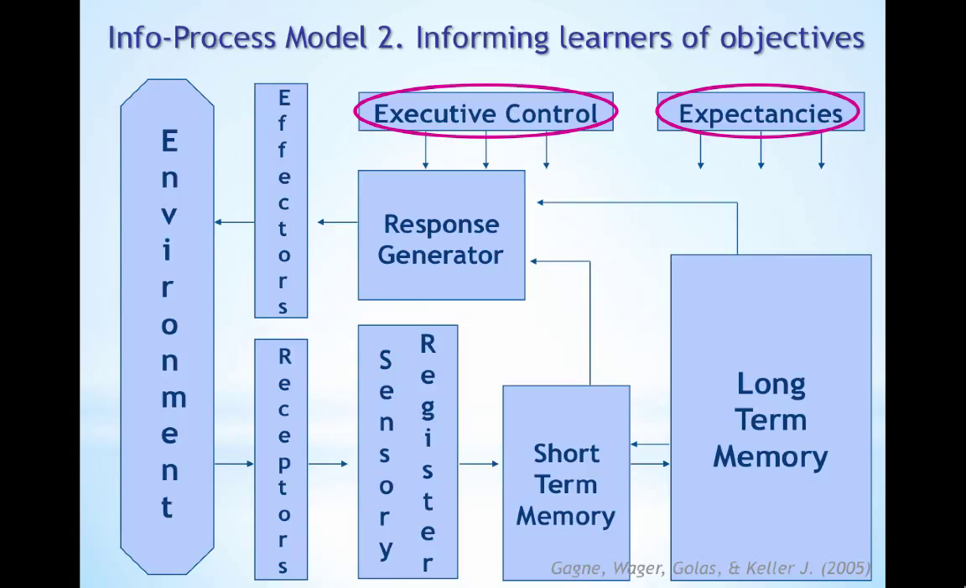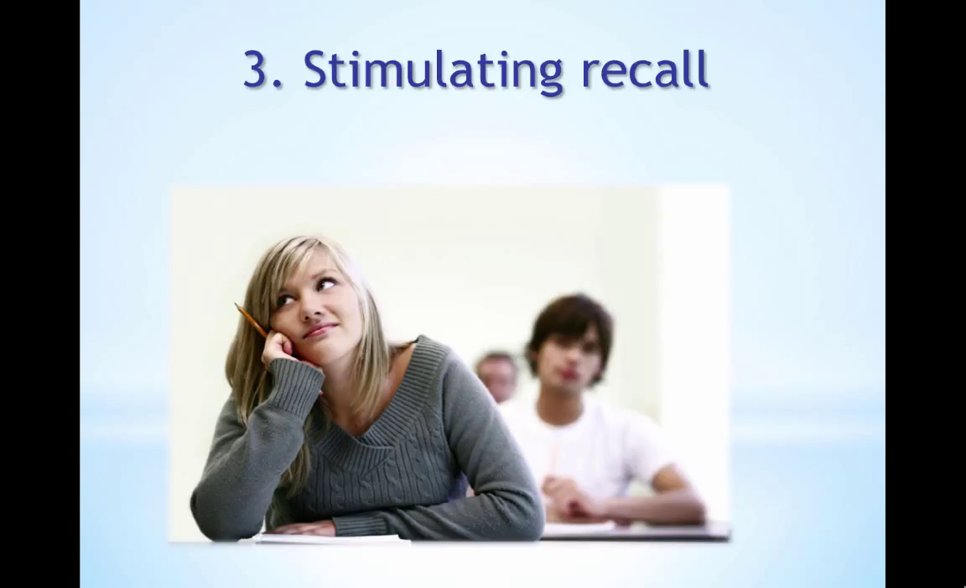Next is our executive control. The executive control would include things like our prior experience, our gender, our culture, anything that might impact our ability to learn. Stimulating recall is the next. What we're trying to do in this step is to make sure that people can attach what they've learned before to what's new. Stimulating recall might be telling a story, might be asking them to review what they've done last week or in their homework. So it's somehow attaching what's new to what they already know.